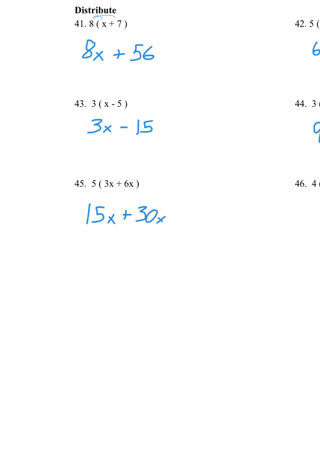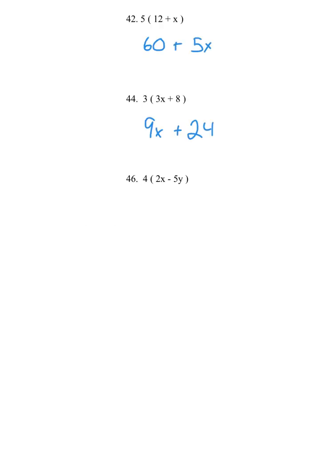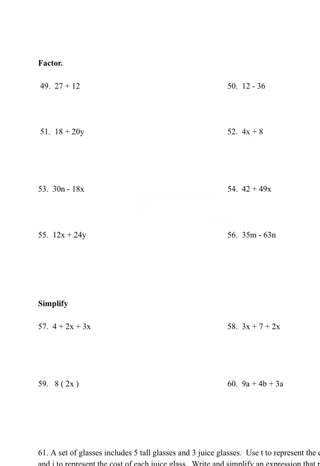Because these are like terms, we can actually simplify if we want. If you did not, that's okay. Otherwise, you would have ended up with 45x. Number 46, we do 4 times 2x to get 8x. And then we subtract our 4 times 5y, which is 20. For the last page, we are doing factoring for the first 8 questions.